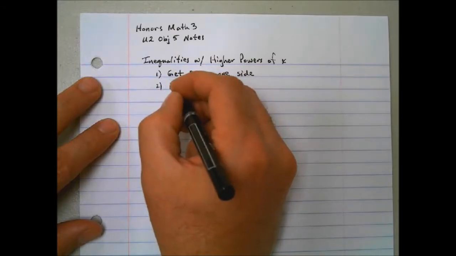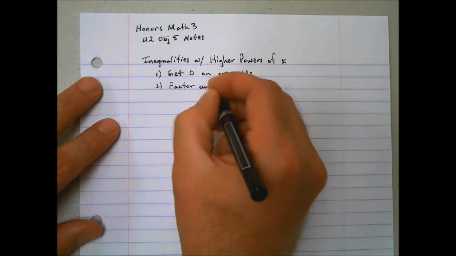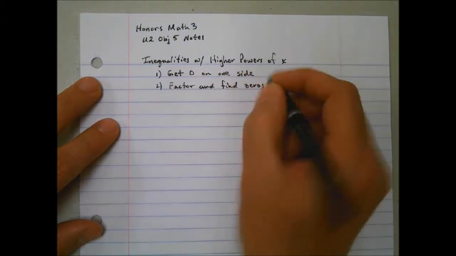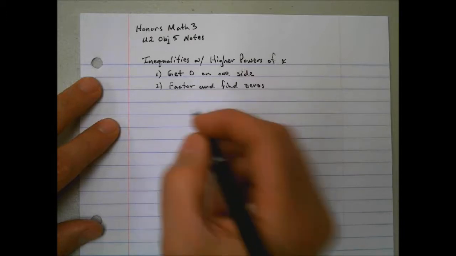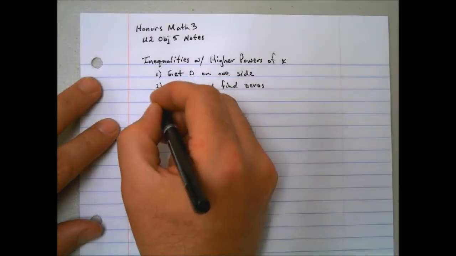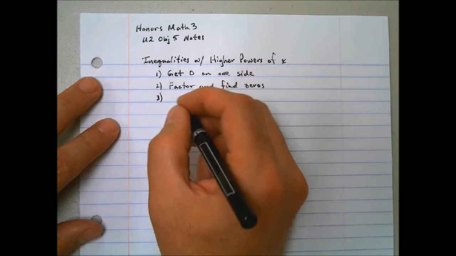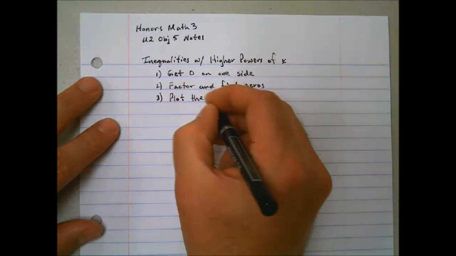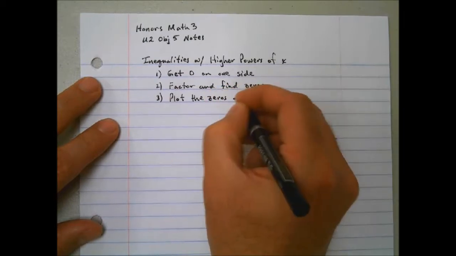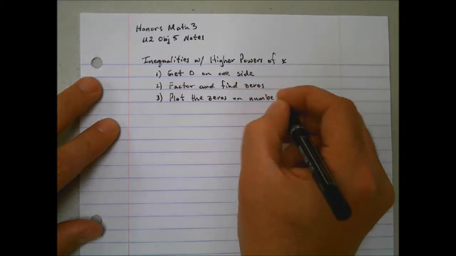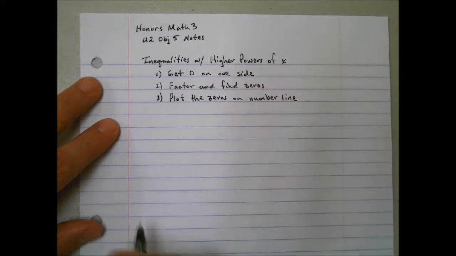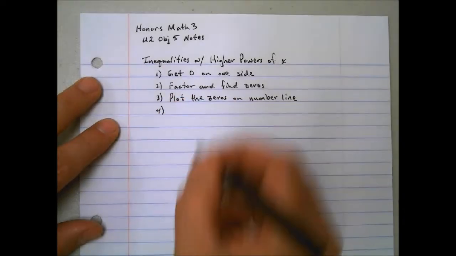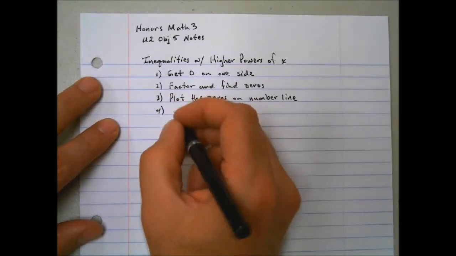The zeros, the roots. We're going to use a number line as we're doing this. So we're going to plot the zeros on the number line. And we will test the intervals for whether they are positive or negative.